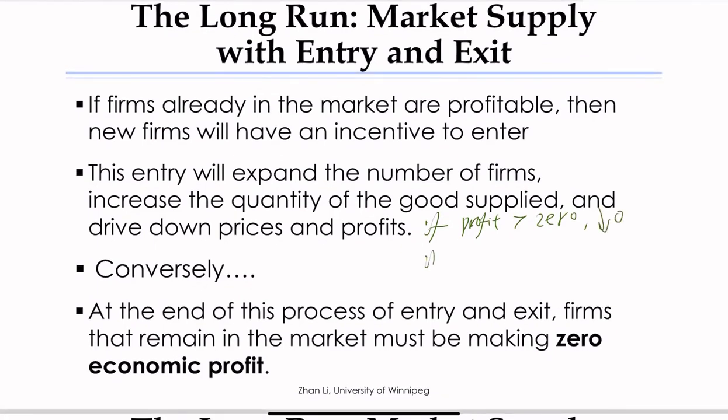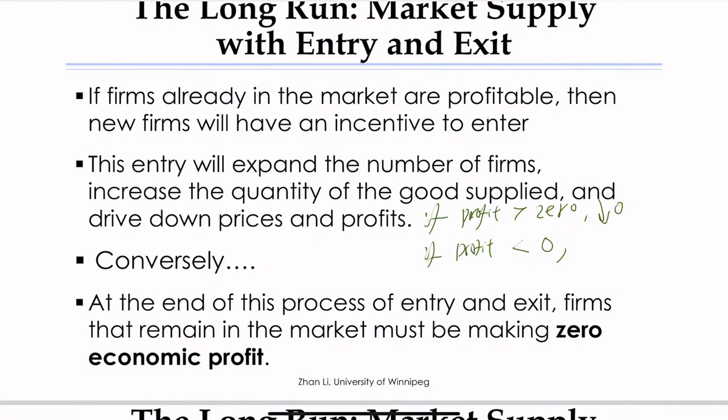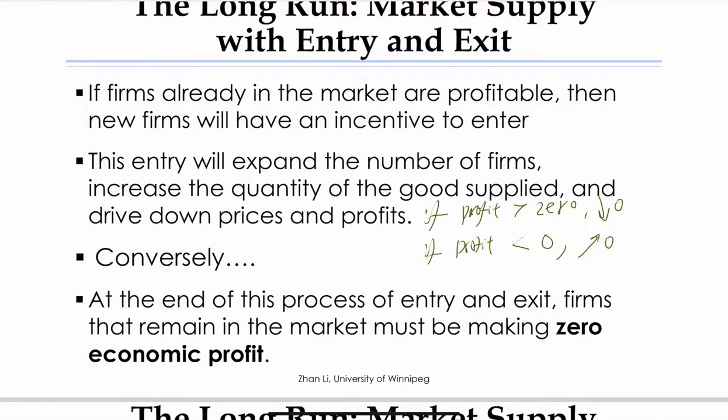Now let's assume profit is smaller than 0. If this happens, some firms will want to exit the market. After some firms exit, there will be fewer firms in the market, which means the supply curve will shift to the left and the price will be higher. So in this case, profit will be driven up to 0. So you can see that in the end, the market will always have zero economic profit.